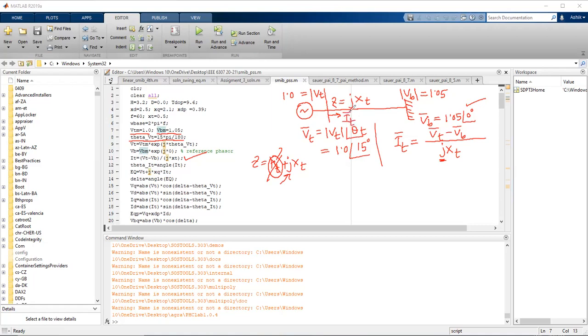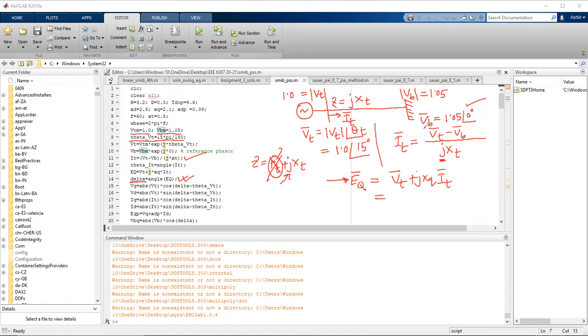Once you have IT, you can calculate EQ equals VT plus, of course, phasor JXQ IT. We discussed elaborately why and how we can use this for the initial value calculation part. The angle of this is basically the delta.